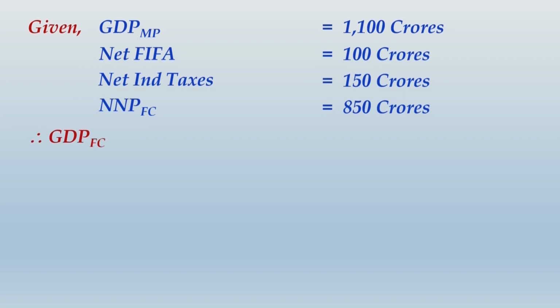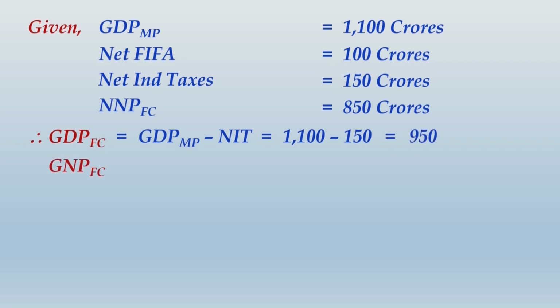So GDP at factor cost will be GDP at market price minus net indirect taxes. So GDP at factor cost will be 1100 minus 150. Thereafter, what we get is 950. So GNP at factor cost will be GDP at factor cost plus net factor income from abroad, NFIA, and that will be 950 plus 100, that gives you 1050.